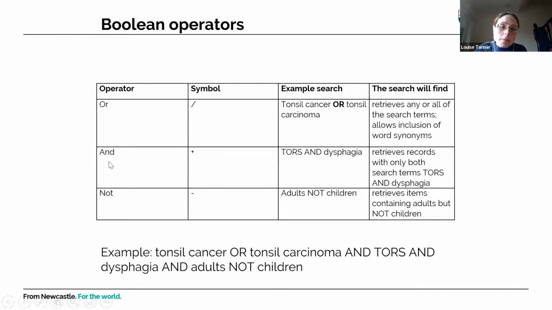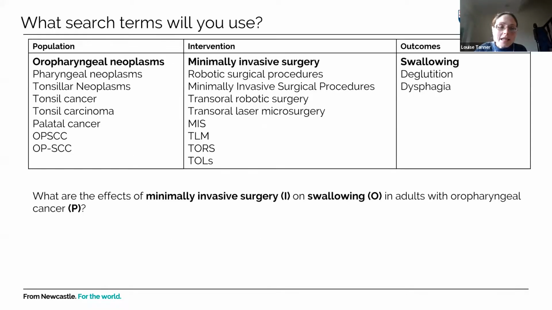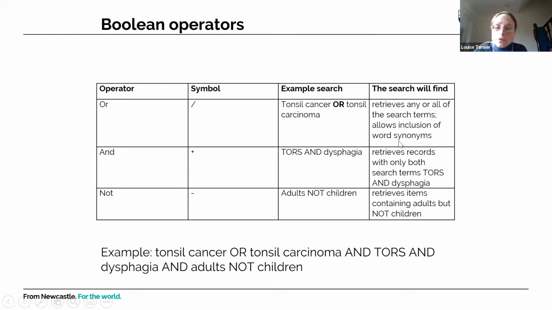The next Boolean operator is AND, and that is for combining terms between the different PICOs categories. If you're wanting to combine population terms with intervention terms and outcome terms, you could say pharyngeal neoplasms AND robotic surgical procedures AND dysphagia, and that will retrieve records with only both of the search terms. So it will only retrieve journal articles that have got the TORS, which is your procedure of interest, and dysphagia in the title or abstract.